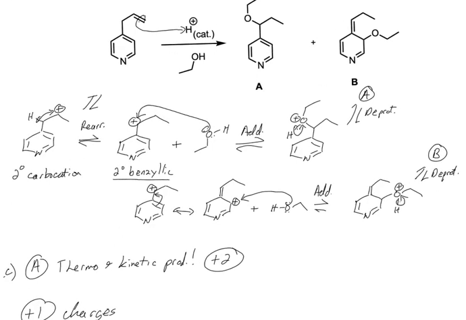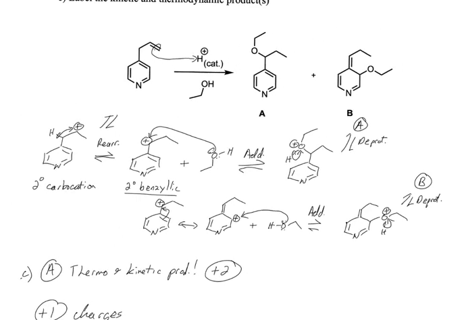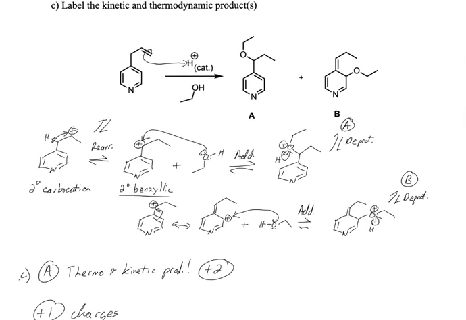Good. So now we need to think about which one's the kinetic and which one's the thermodynamic product. So we need to remember what those two terms mean. Kinetic means it comes from the most stable intermediate, the lowest activation energy. Thermodynamic means it is the most stable product.